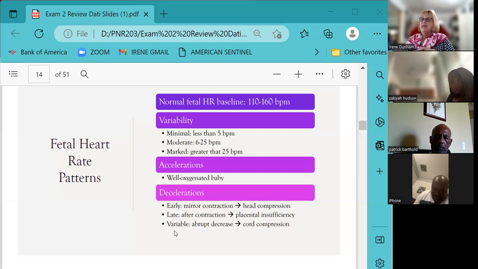That's why it's the shape of a V, because a V drops and goes back up, right? So a variable drops and then goes back up quick. Sudden drop, sudden recovery, and that's because it's caused by cord compression. Now, cord compression could be the baby holding onto his cord and compressing himself, or she could have oligohydramnios, which is a decrease in amniotic fluid. And when you have a decrease in amniotic fluid, the cord can compress. All right, so those are your decelerations.